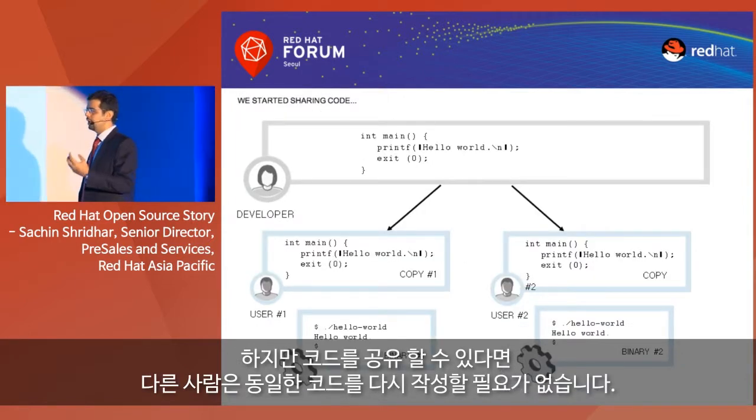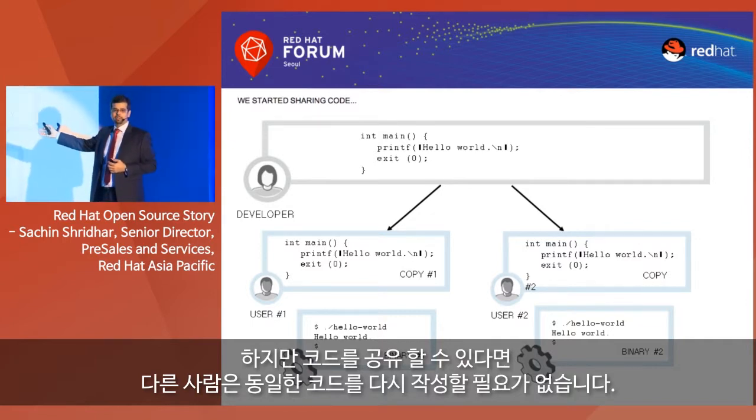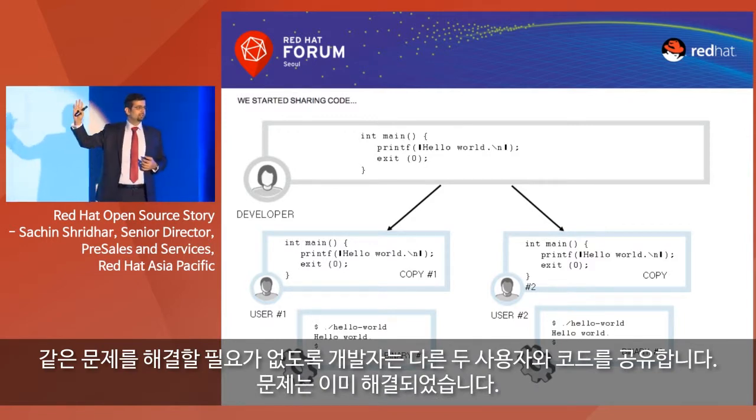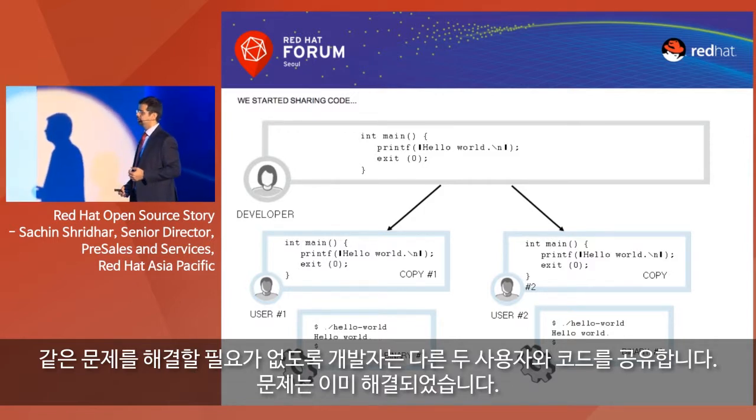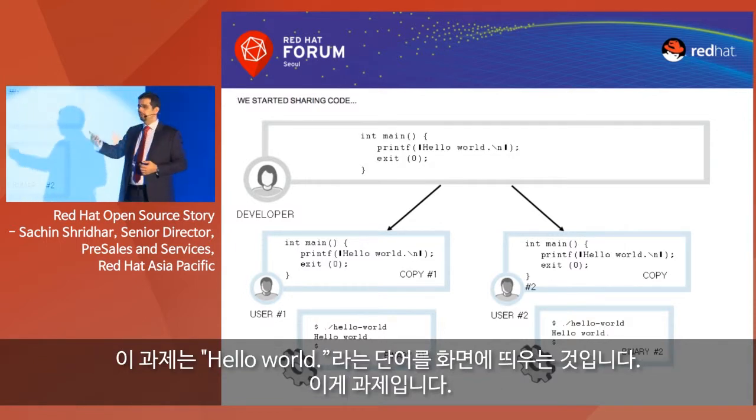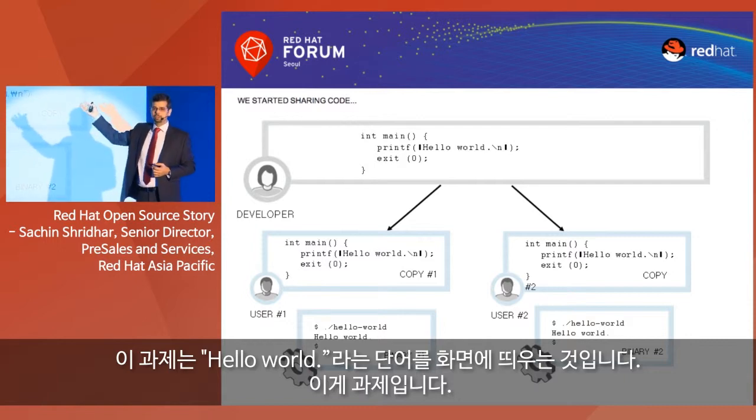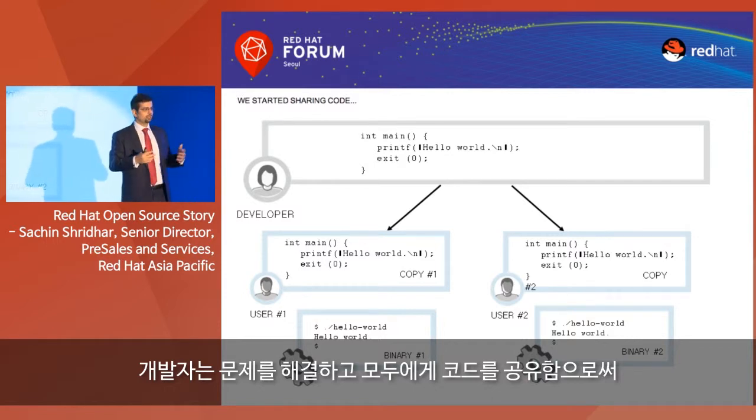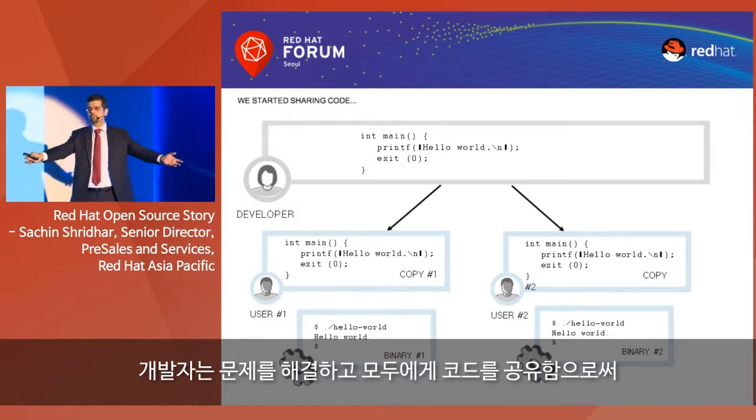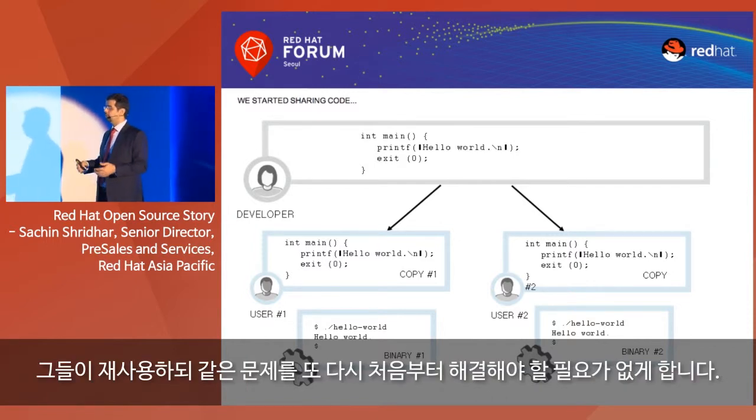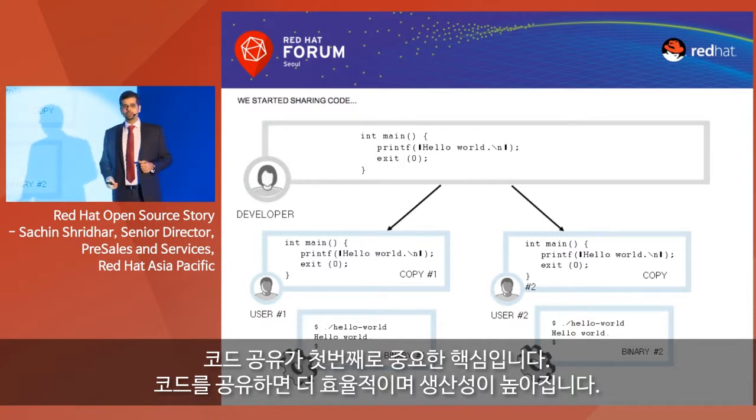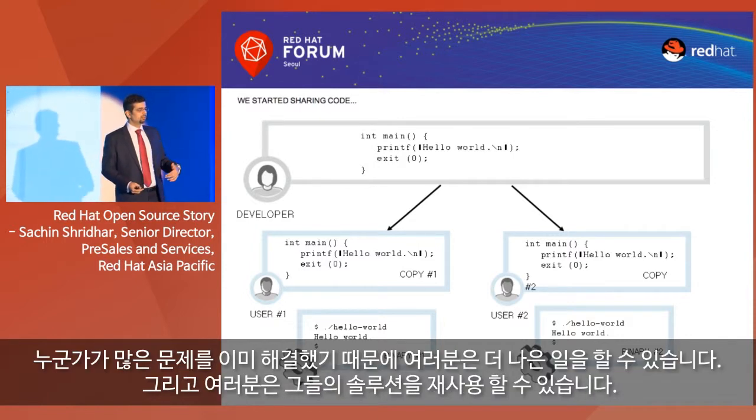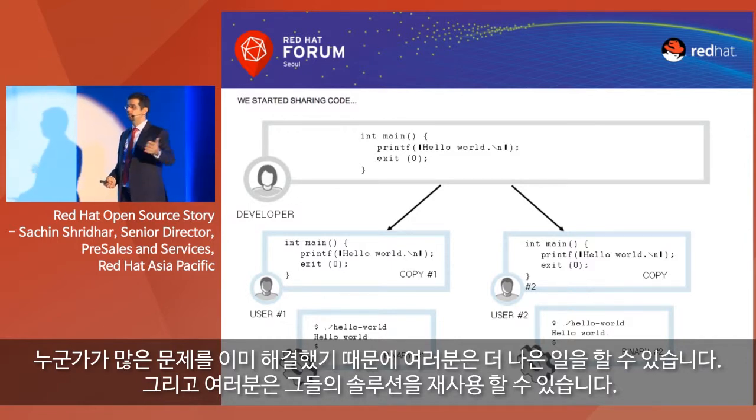But what we can do is, if we share the code, other people don't have to rewrite the same code. So if the developer shares the code with two other users, they don't have to solve the same problem. The problem has already been solved. The problem here is to print to the screen the words "Hello World." The developer has solved the problem, and he's sharing his code with everyone, allowing them to reuse it and not solve the problem all over again. So, point number one, sharing code makes it more effective, more productive. You can do better things because somebody has solved many of the problems you already have, and you can reuse their solution.